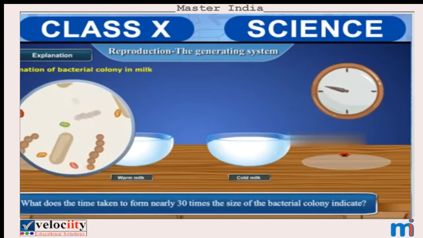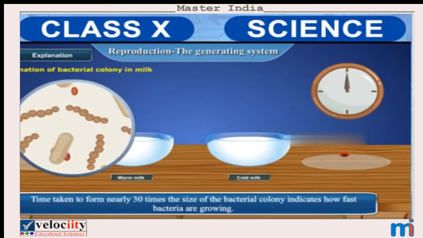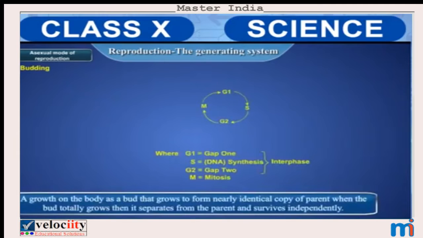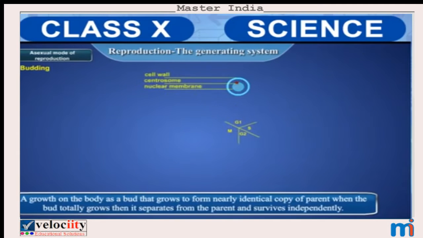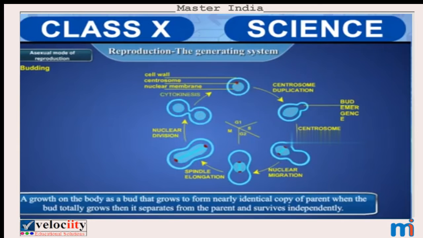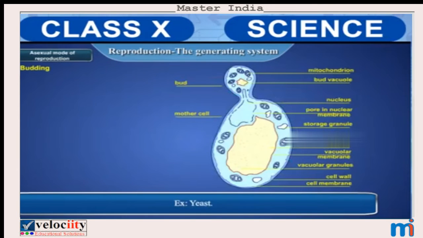What does the time taken to form nearly 30 times the size of the bacterial colony indicate? It indicates how fast bacteria are growing. Budding. A growth on the body as a bud that grows to form a nearly identical copy of the parent. When the bud has totally grown, it separates from the parent and survives independently. Example: yeast.